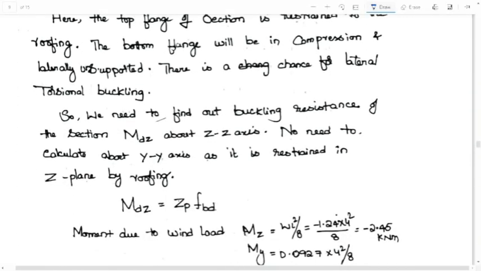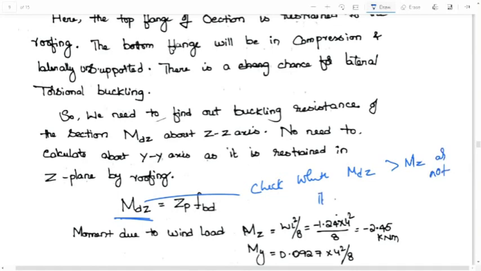So we need to find out here the value of Mdz, and you have to check whether the Mdz value is greater than Mz or not. It should be Mdz greater than Mz. If not, the purlin is going to fail because of the wind suction. Of course, this condition would be satisfied in most of the cases.